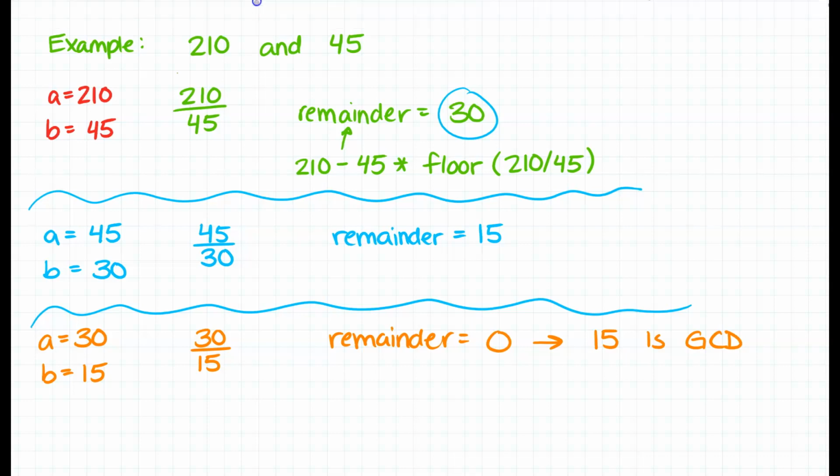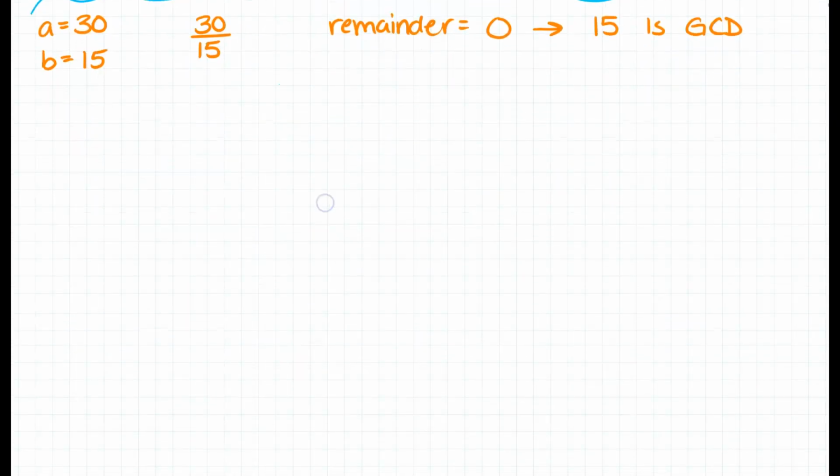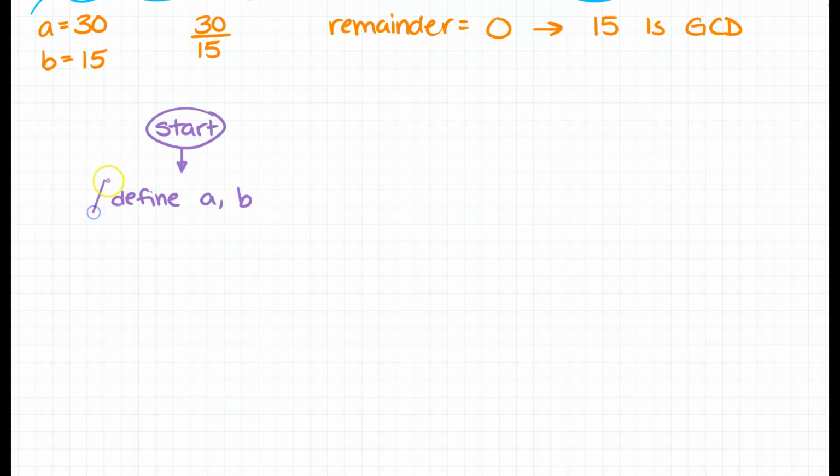Now let's write our flowchart. So we're going to start. And the first thing I'm going to do is define A and B. And then I'm going to find the remainder.